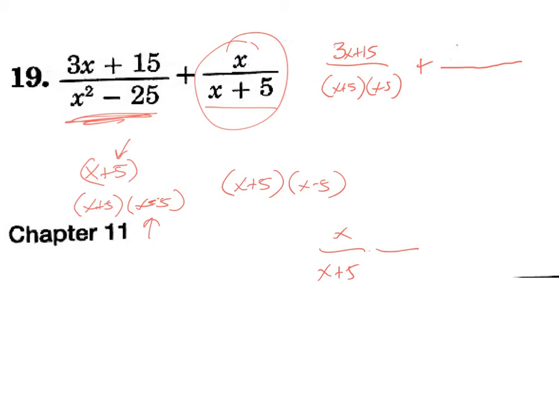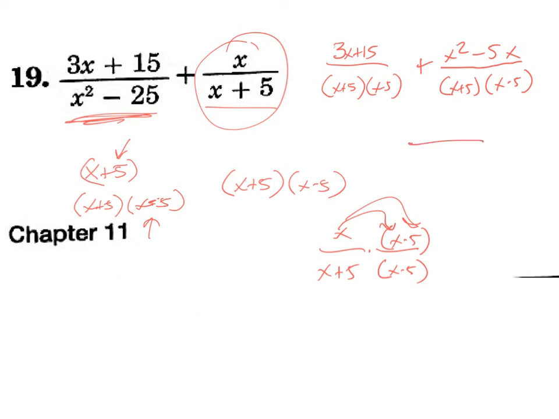And so I'm going to take it times x minus 5 on the top and bottom, on the numerator and denominator, right? Because what we do to the denominator, we have to do to the numerator. So that makes our denominator the same, okay? We've got matching. And if I multiply this x times both pieces, I have x squared minus 5x, right? And now I can go about adding them together because now we have matching denominators.